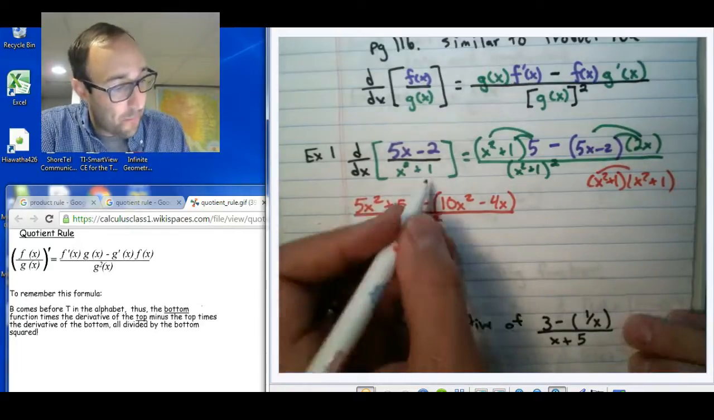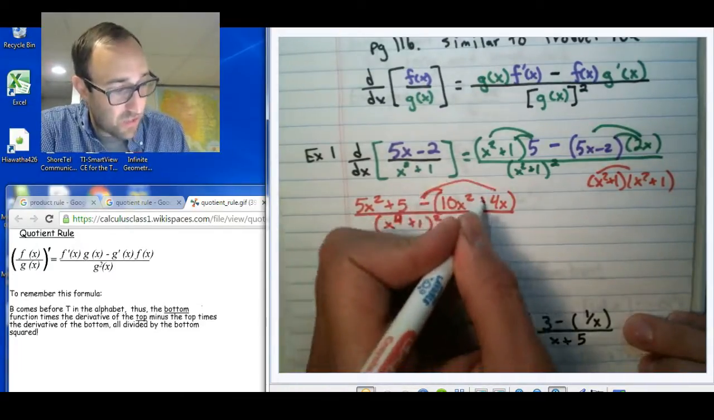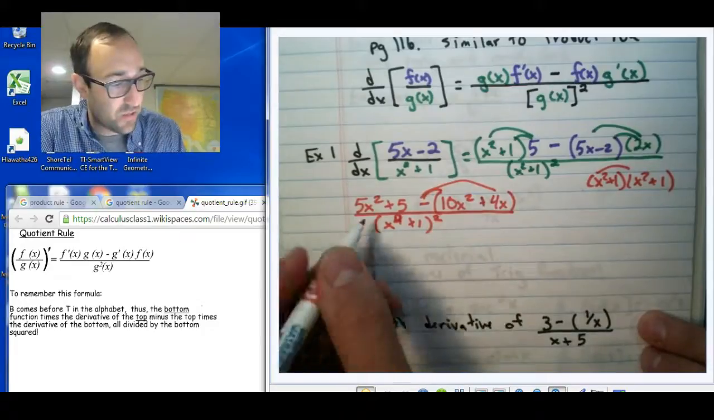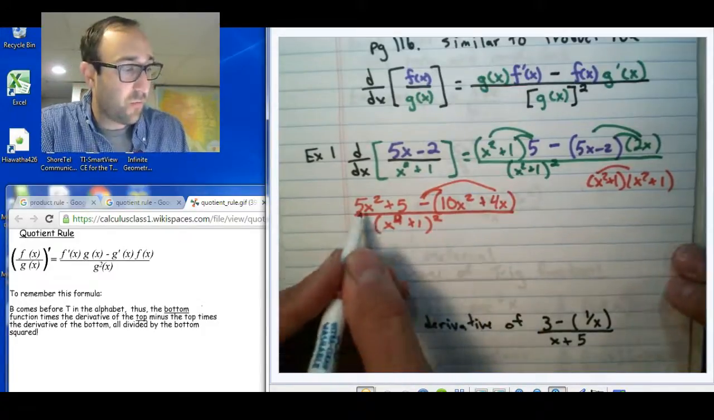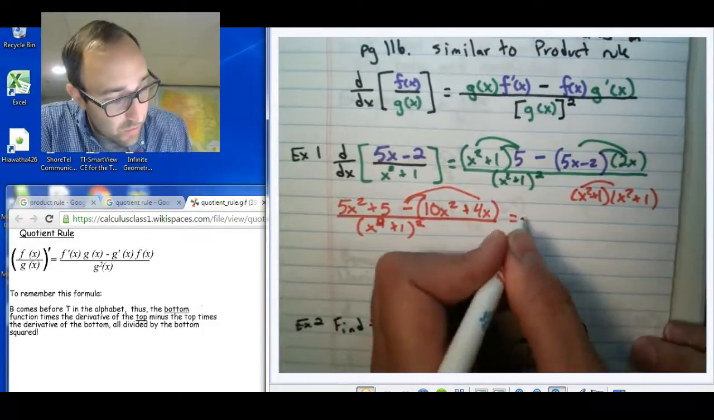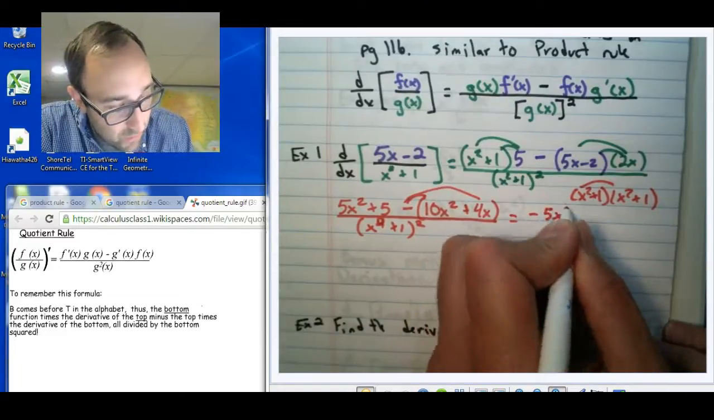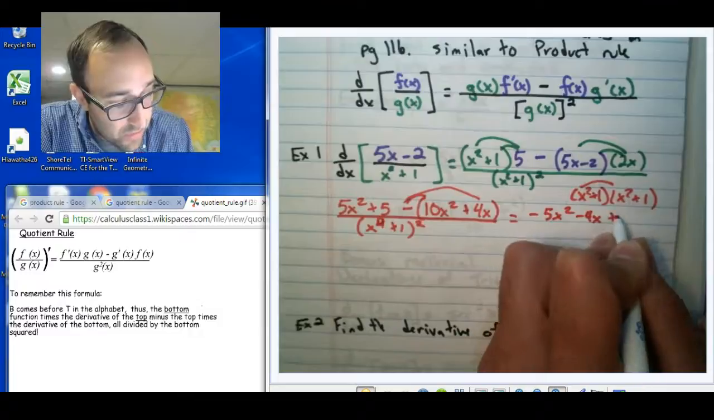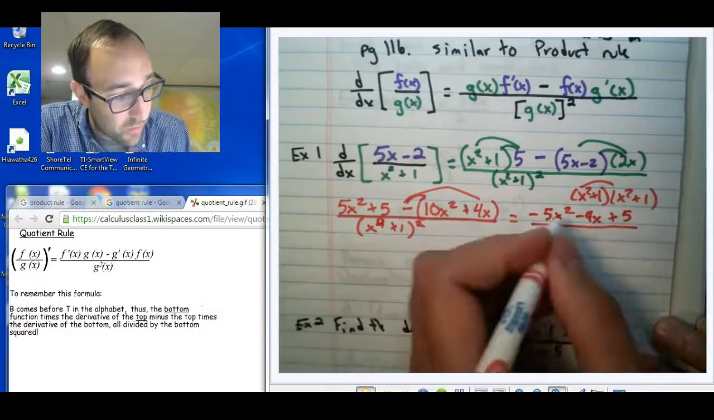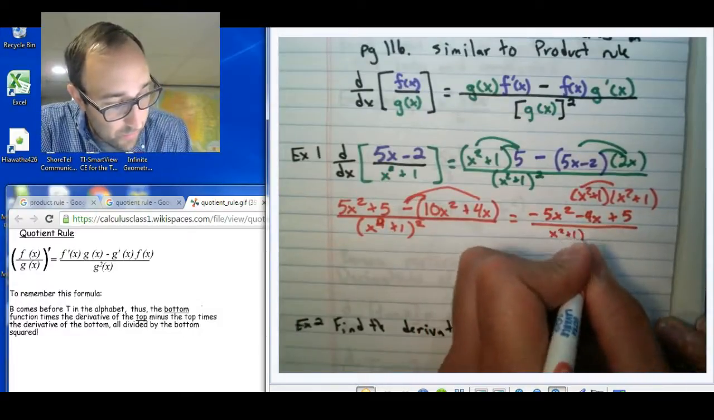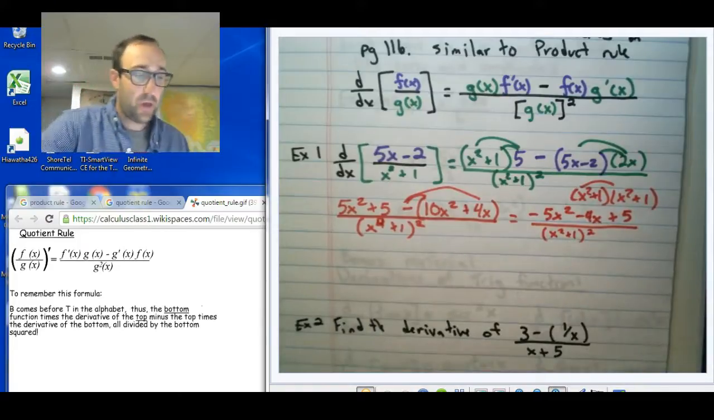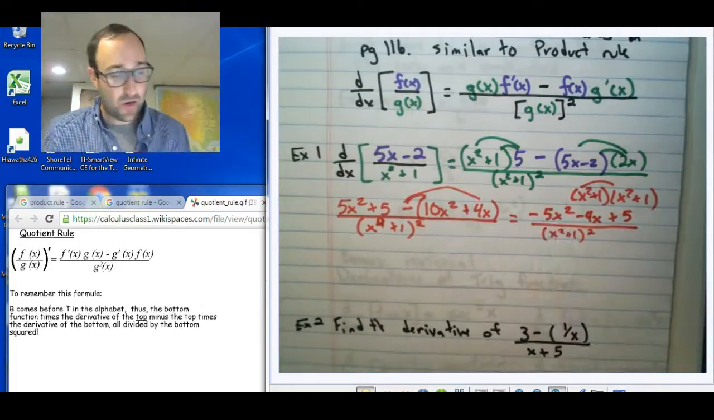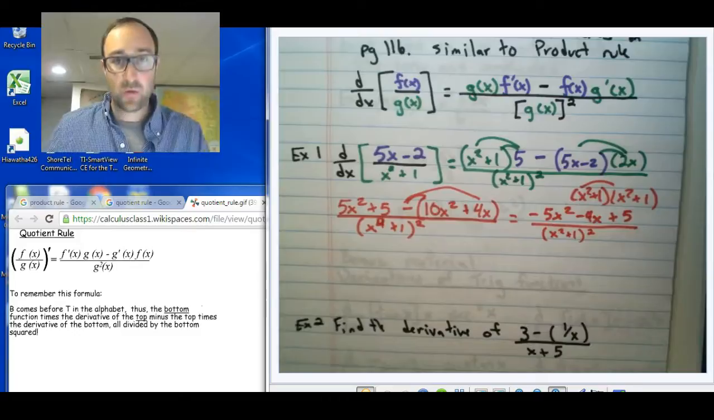Now we're going to do minus this and minus that, which means that one really becomes a plus 4x. So we've got negative 10x squared plus 5x squared, which equals negative 5x squared. And then it's going to be minus 4x plus 5, all over x squared plus 1 squared. Now, can I do anything with this top to make it go a little bit better?